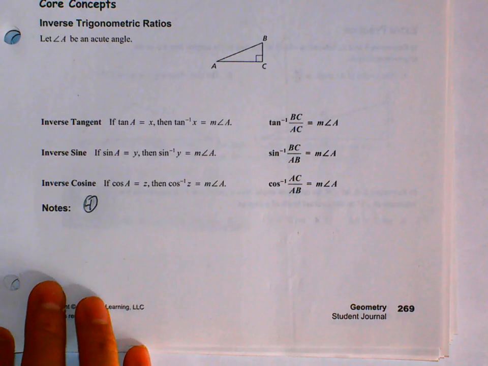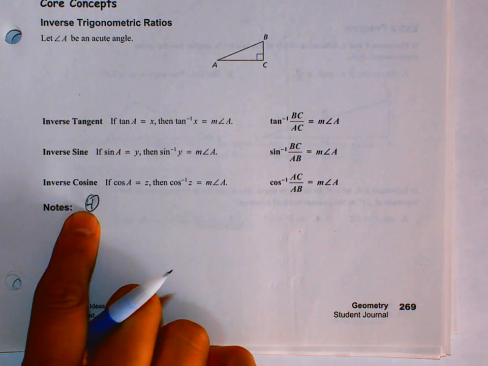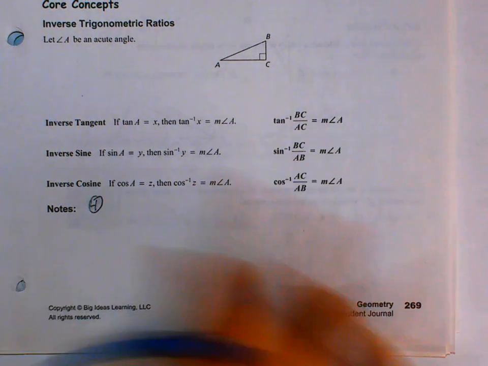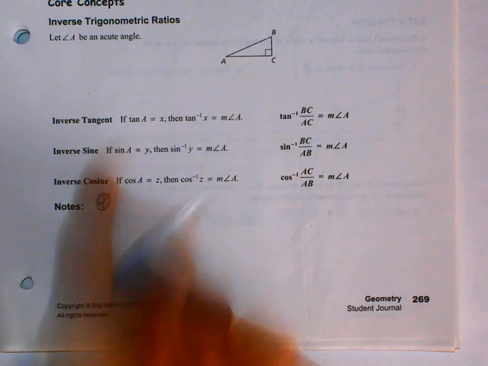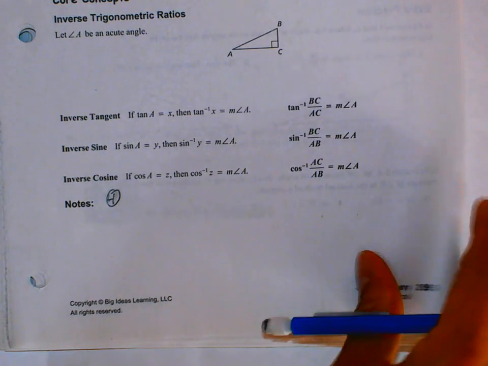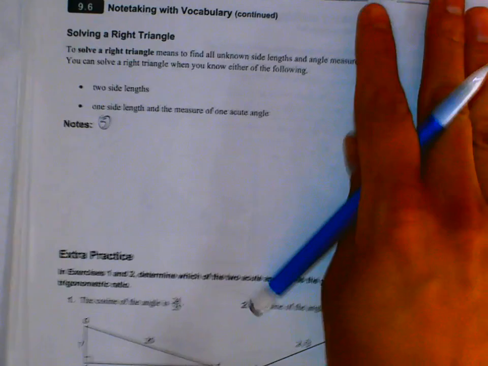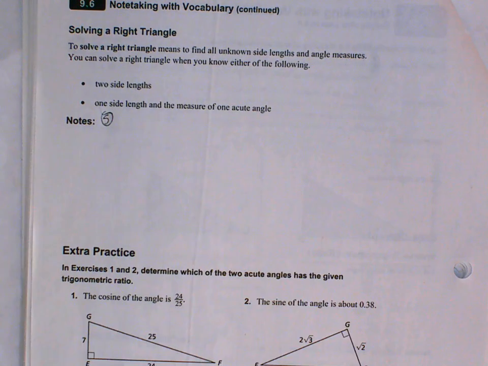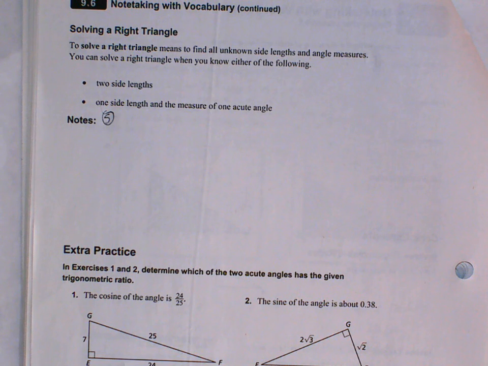Okay, so number 4 goes down here at the bottom of page 269. 4 goes right there. And here are all the rules that we're pretty much already using. You use tangent a lot, but you can really use sine and cosine. And then the next page, problem number 5 goes right there. So we're going to go ahead and get started with our examples.